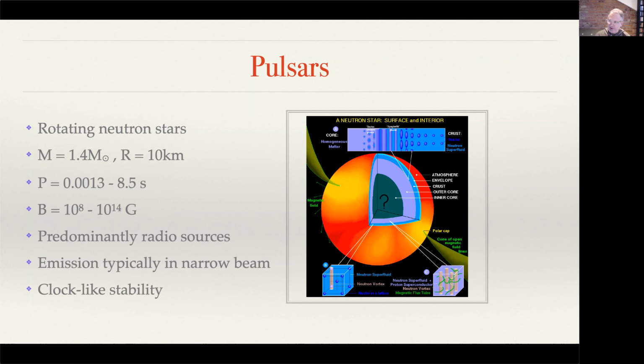They're predominantly radio sources. So the vast majority of pulsars that we know about, and we know about around 3,000 pulsars so far, emit in radio or are only detected in radio. But they do also emit gamma rays, X-rays, and some are known to be optical emitters. And the emission is typically in a narrow beam, and we'll come back to this point about clock-like stability.